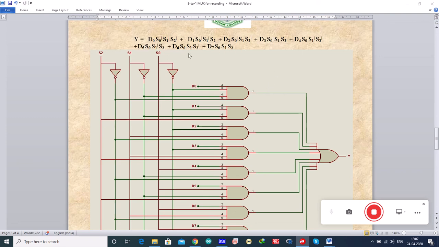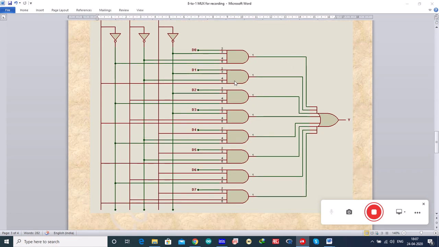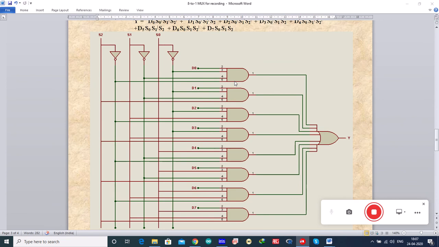This way inputs are given to all the 8 AND gates, and all the 8 AND gates are together given to OR gate. The outputs of all the AND gates are given to the input of OR gate. This is how you construct the 8 to 1 multiplexer.